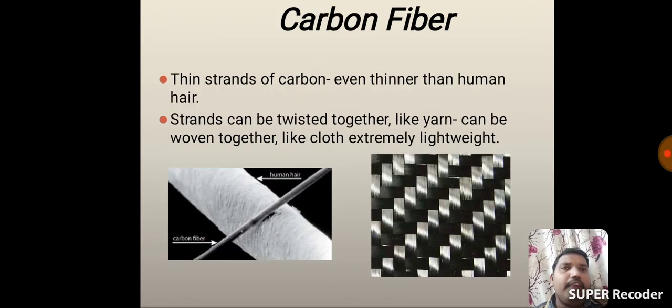Carbon fiber consists of thin strands of carbon, even thinner than human hair. Strands can be twisted together like yarn and woven together like cloth, and are extremely lightweight. This is the human hair, and this is the carbon fiber.